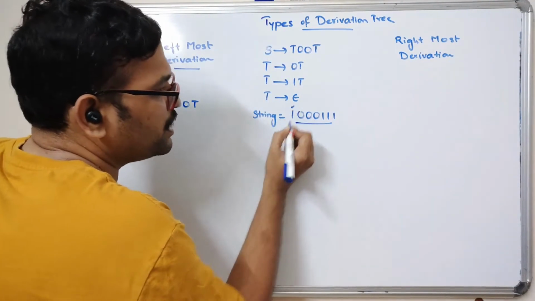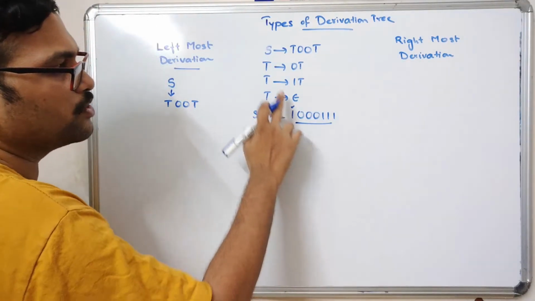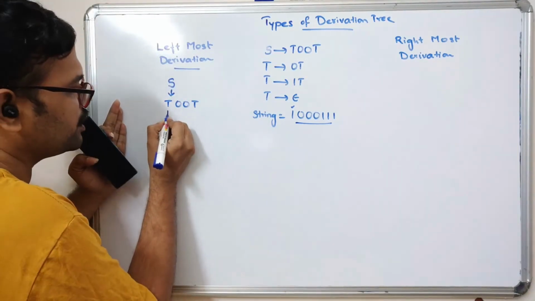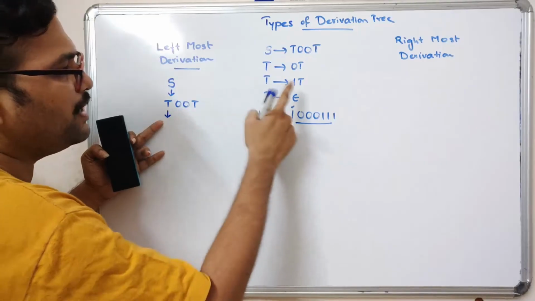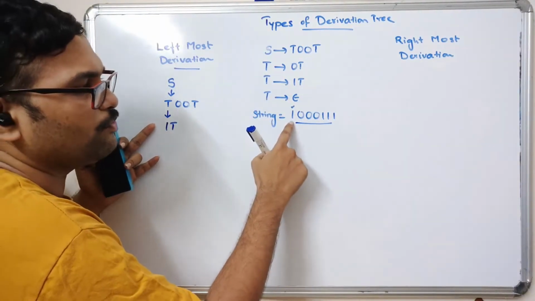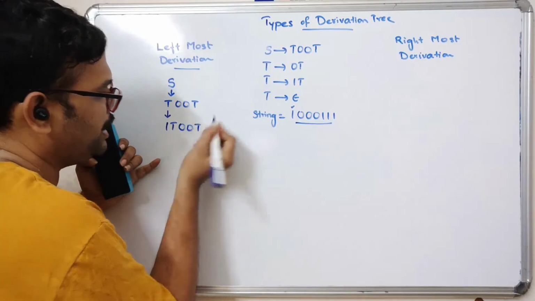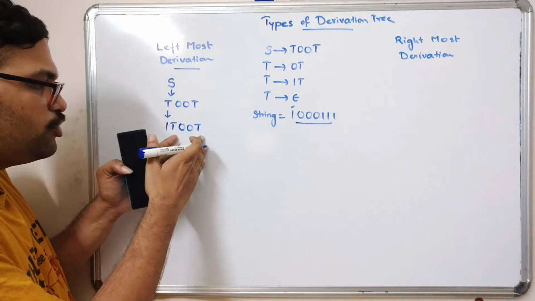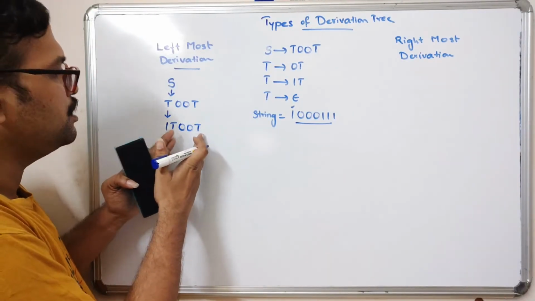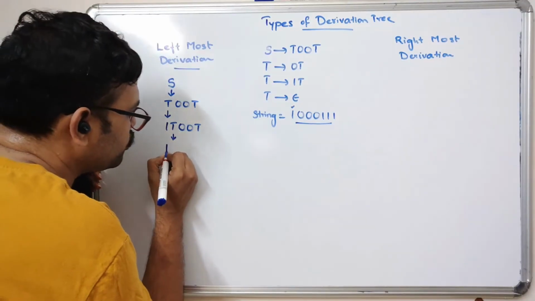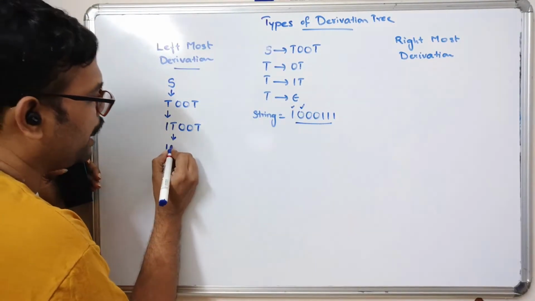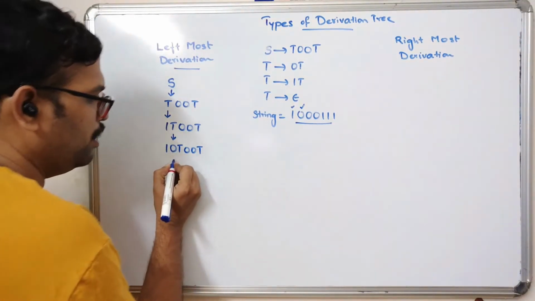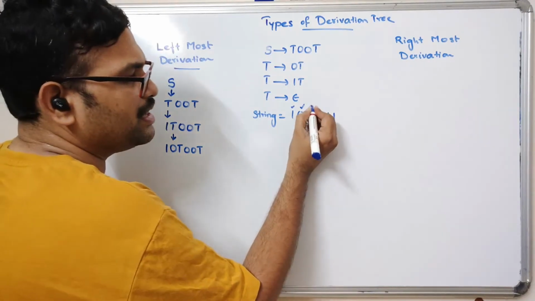Now, in the string the first symbol is 1, so it will be derived from the leftmost. Leftmost means this one. First, we need to derive this one. So we can replace T with 1T because the string starts with 1. So 1T 0 0 T. Now from these two non-terminals, what is the leftmost? This T. Now you can observe the next symbol is 0, so we can replace the T with 0T 0 0 T. Now see, in our string there are three zeros.